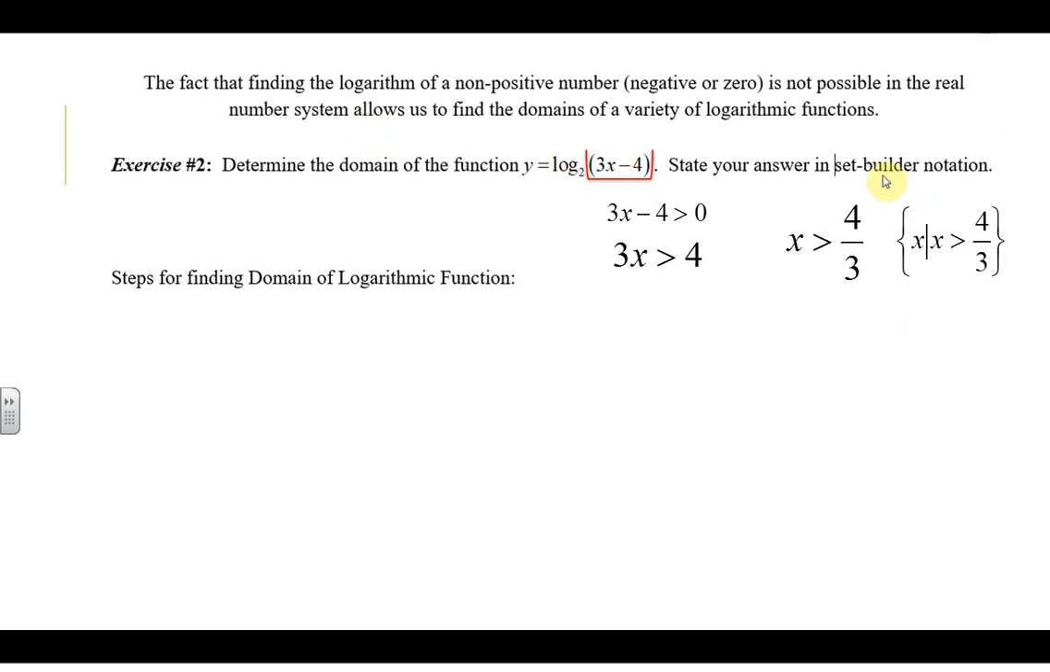That's set notation. Set builder notation just means x such that x is greater than 4/3. You could also do the brackets and parentheses, which is interval notation. There's lots of different ways.